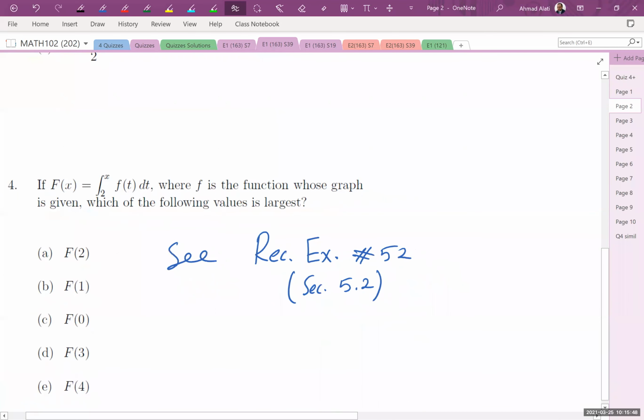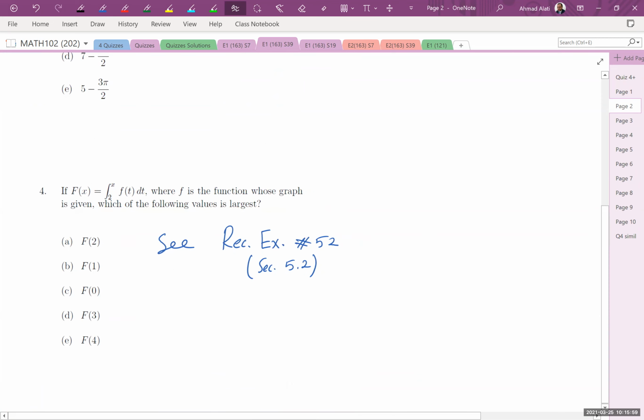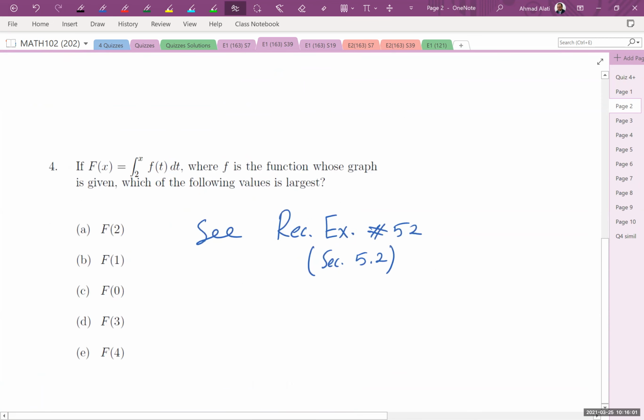Now for this one, Shabab, here we have F(x) is the integral from 2 to x of f(t) dt, where f is the function whose graph is given. Unfortunately, the graph is missing here. In the exam, I don't know why they did not include the graph. Which one of the following is largest?